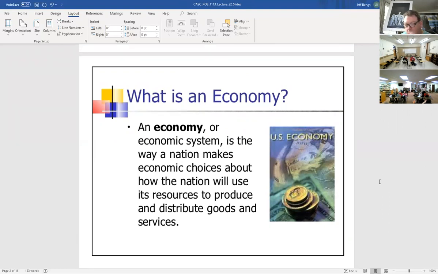Okay. We'll finish up with the economic part of the chapter Wednesday, and then begin the environmental part.